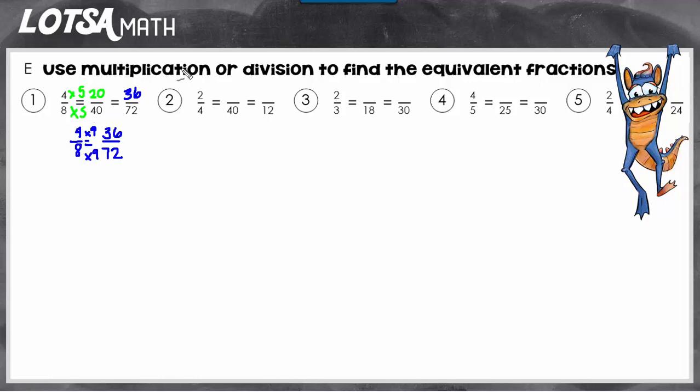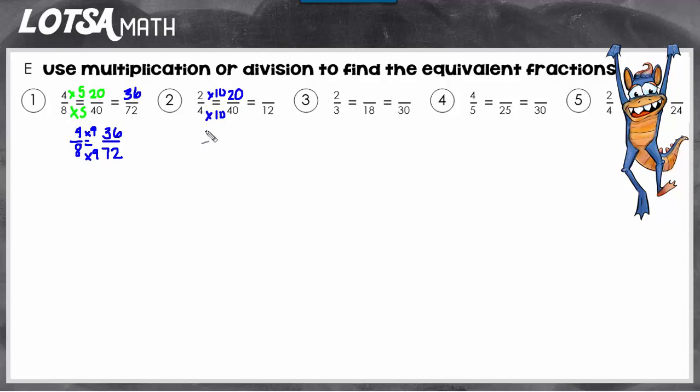Okay, so for number 2, we're going to start with 2/4, and let's see how we get from 4 to 40. So we would need to multiply by 10. And what we do to the bottom, we want to do to the top. So 2 times 10 is 20. We could go from this one to that one, but it doesn't seem very easy.